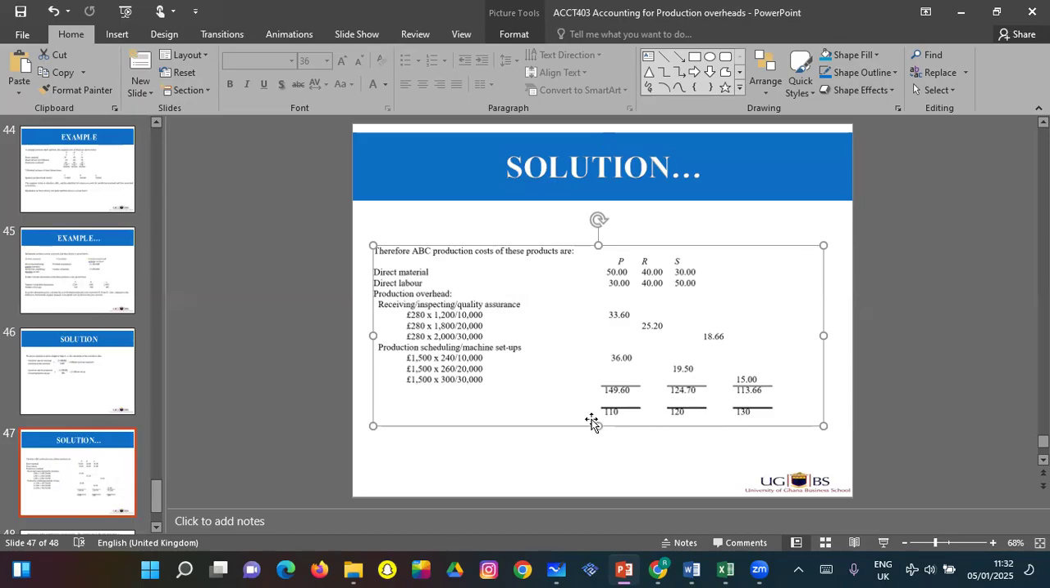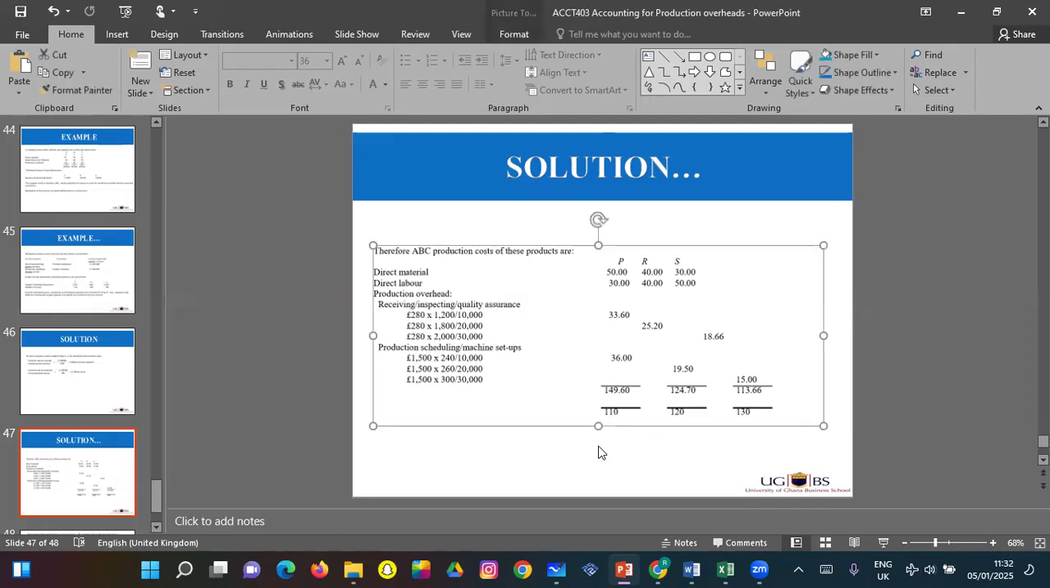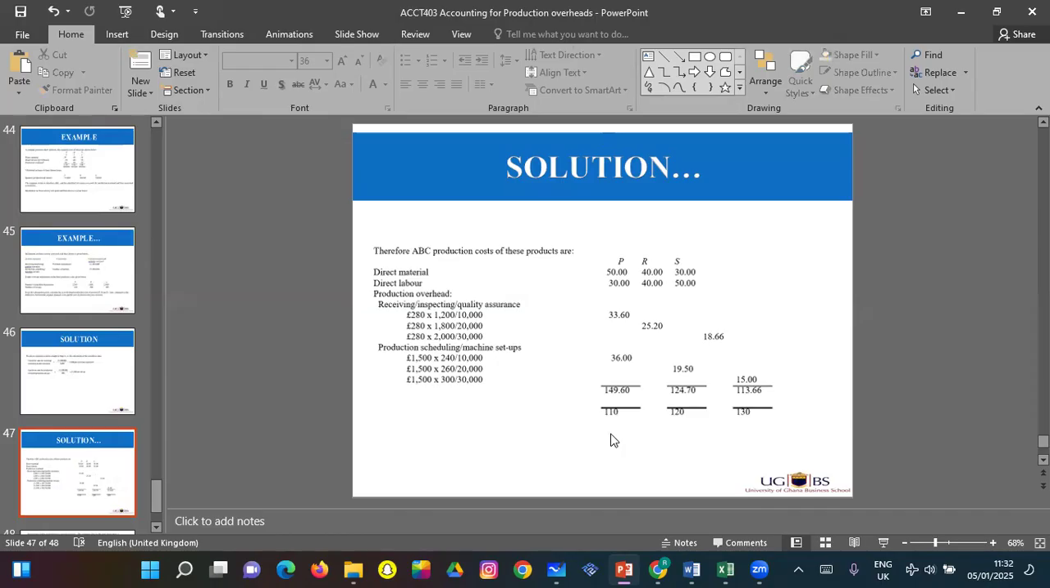Right. So when we are comparing to the first one, the traditional method, we had 110, 120, and 130. So you can see that the traditional one underestimated the cost here, and it also underestimated the cost here, and it overestimated the cost here, right? So the first one was 110, and the ABC had 149.6. Then the second one is 120, and the ABC had 124. Then the third one is 130, and under the traditional we had 130. So you can see the inconsistencies.